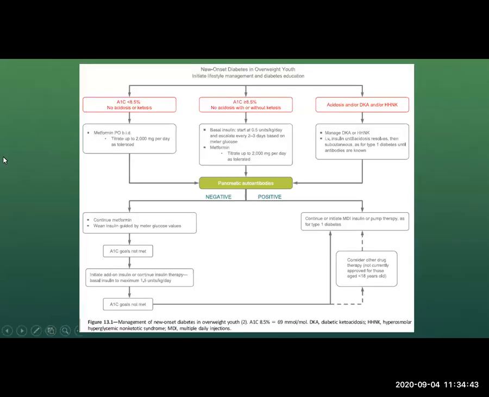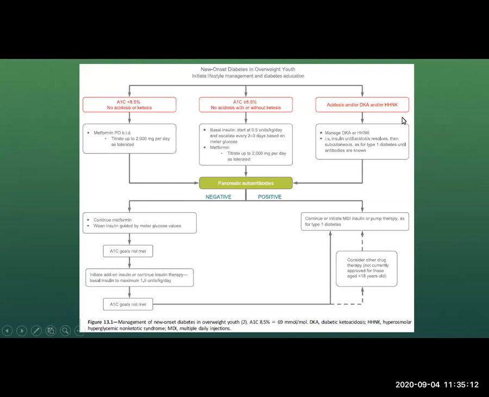So this is, again, from the American Diabetes Association. In general, of course, they say to measure antibodies in everybody, but as long as you have negative antibodies, and if you have a low A1C, you can continue just the metformin. In patients who have a high A1C, again, start insulin and metformin at the same time. And the idea is, as you go up on the metformin dose, hopefully you can come down on the insulin and maybe take it off completely.